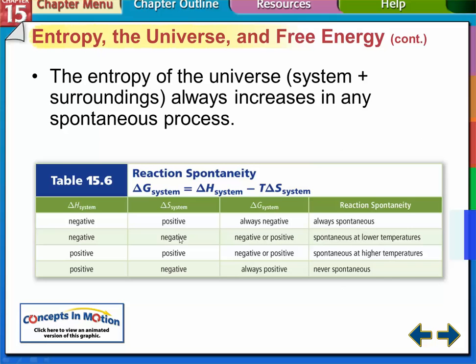And you have this little table here, and just the math behind this. If delta H is negative and delta S is positive, then when we do the subtraction here, we're always going to get a negative number. That's always going to be spontaneous. If they have the opposite signs, we're always going to get a positive answer, so that's never going to be spontaneous. If they're both negative or both positive, then it depends on the temperature, right? If they're both negative, then it's spontaneous at lower temperatures. If they're both positive, it's spontaneous at higher temperatures.